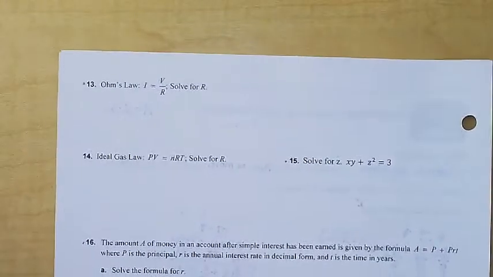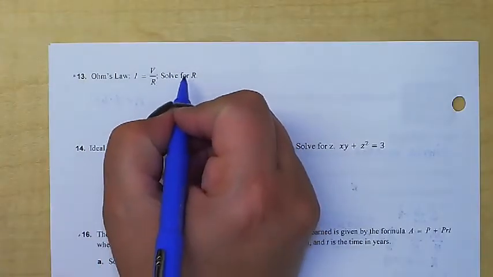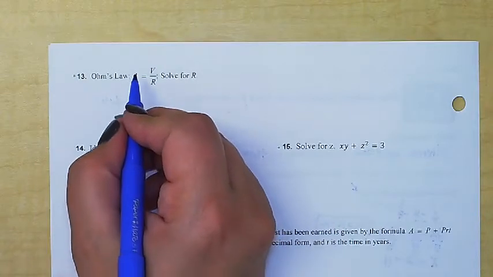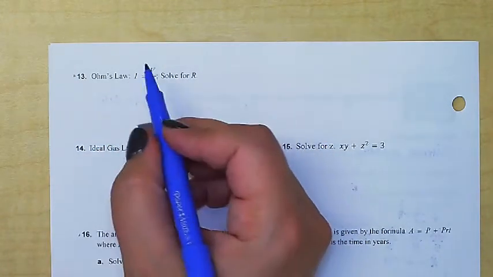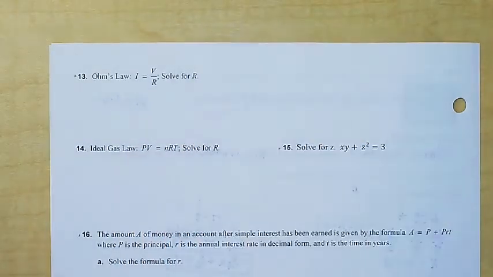Okay, let's do one more. I told you we would do one more with that variable in the denominator. So here, this is Ohm's law. You will study this in physics. And it says I equals V over R. I believe this is like current and voltage and resistance, things like that. But it doesn't matter. You don't have to know the physics of it.